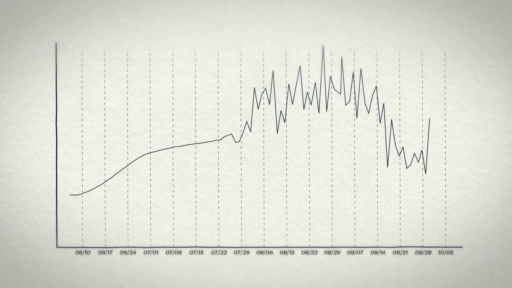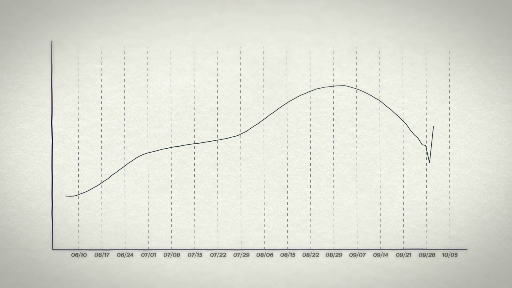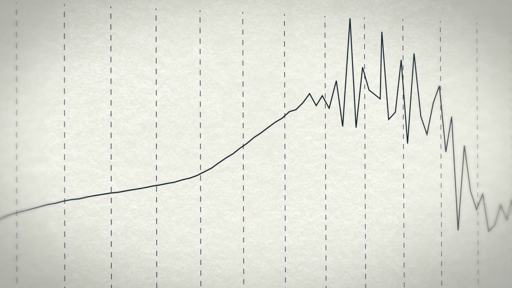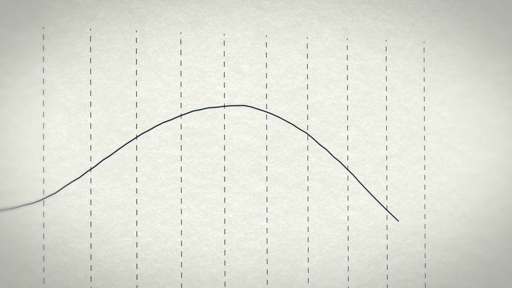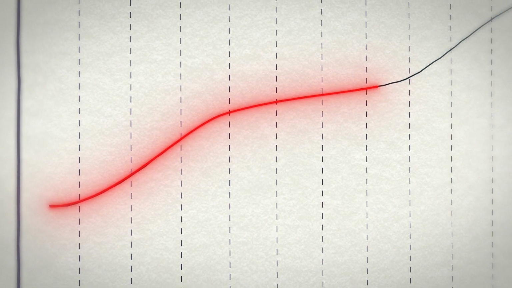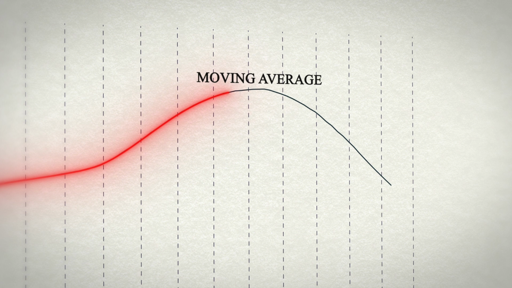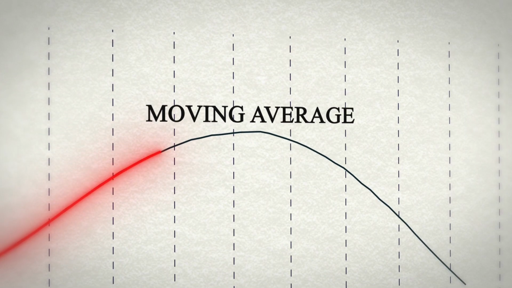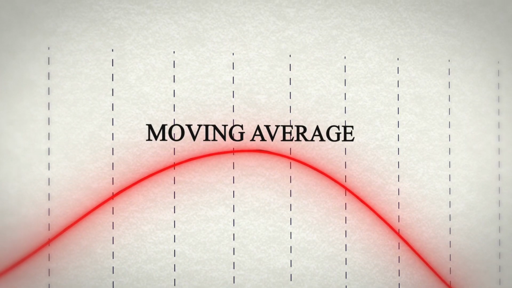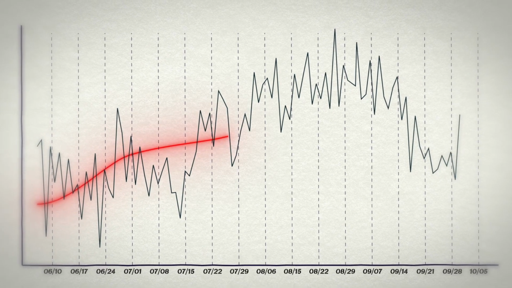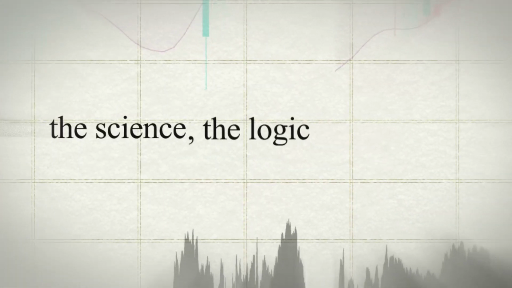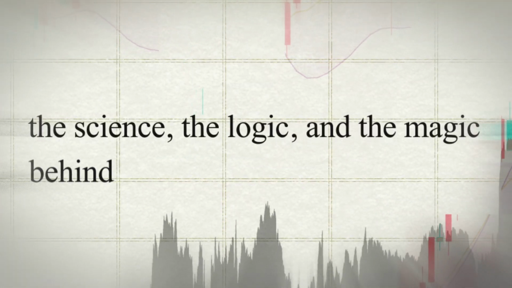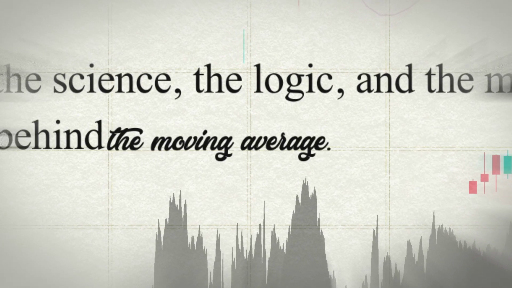But what if there was a way to take this crazy chart and make it smoother? Something that doesn't freak out every time the price ticks up or down? Well, that's exactly what this line is. It's called a moving average, and it's calculated using the real prices, but in a way that makes the whole thing so much easier to read. And that's what this video is all about: the science, the logic, and the magic behind the moving average.